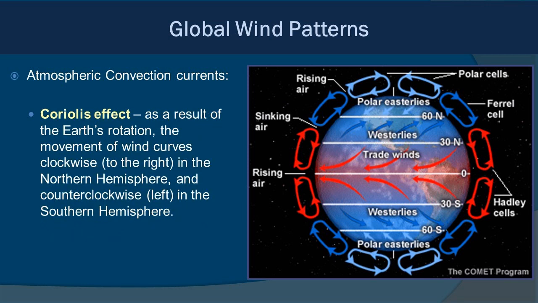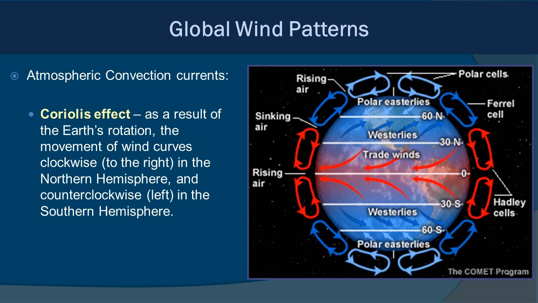Now, that air that's moving from a high pressure belt to a low pressure belt undergoes a change in direction based on the Coriolis effect. The Coriolis effect describes the impact of the Earth's rotation on something moving across the Earth's surface. Wind, for example, curves clockwise or to the right in the northern hemisphere and counterclockwise to the left in the southern hemisphere.